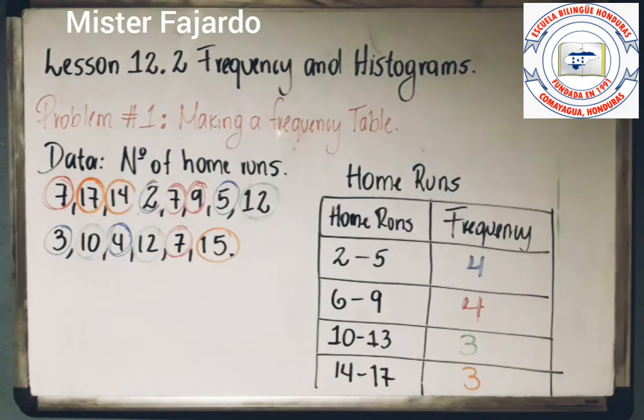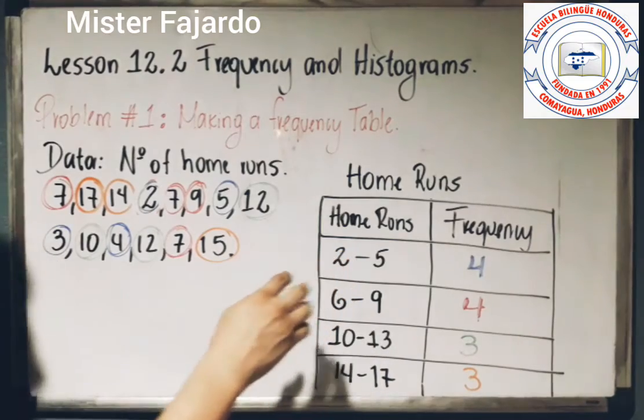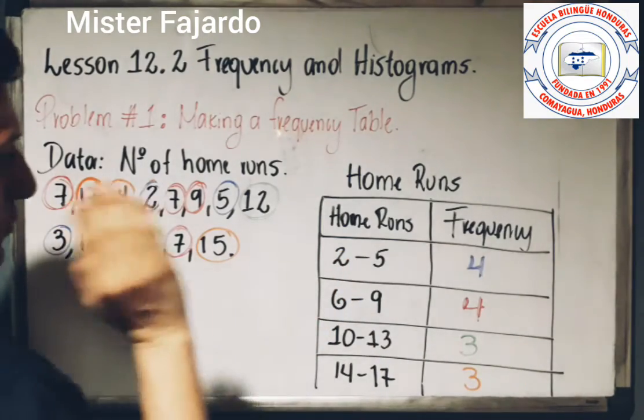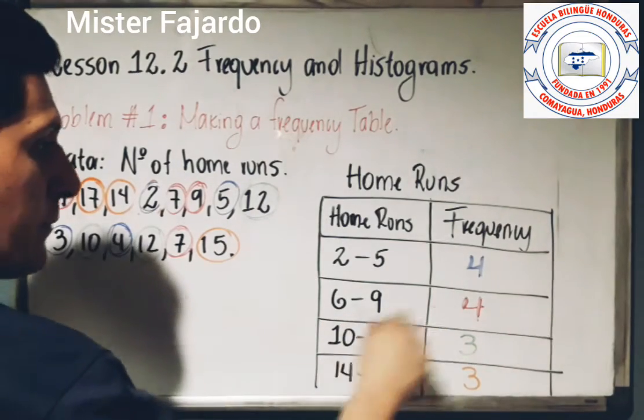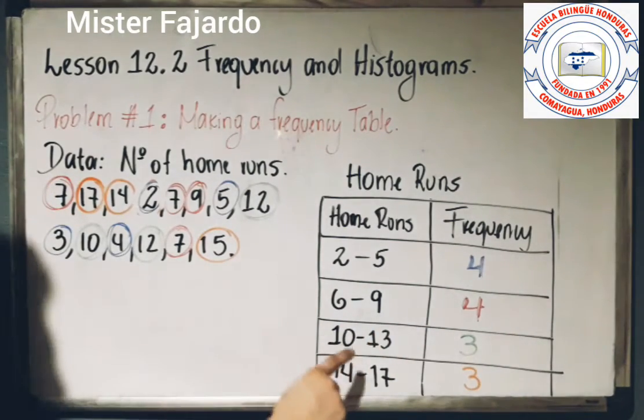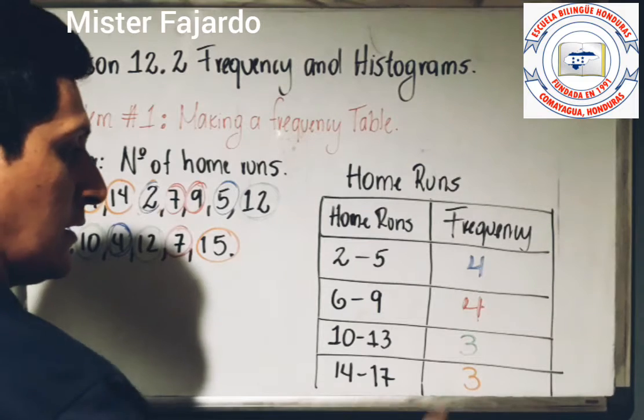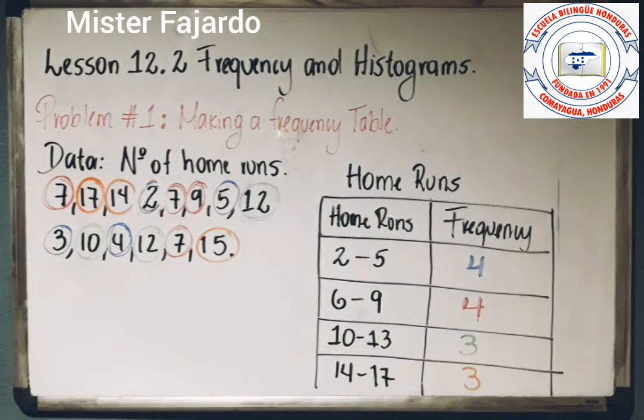My frequency table shows me that the home runs for the ones that made between 2 and 5, they have 4. The ones in the interval of 6 and 9, they have 4. 10 to 13 is 3, and 14 to 17 is 3. That's the way that you can do a frequency table, okay? But now we are going to see what we need to do a frequency table and what we can do with the frequency table again, okay?